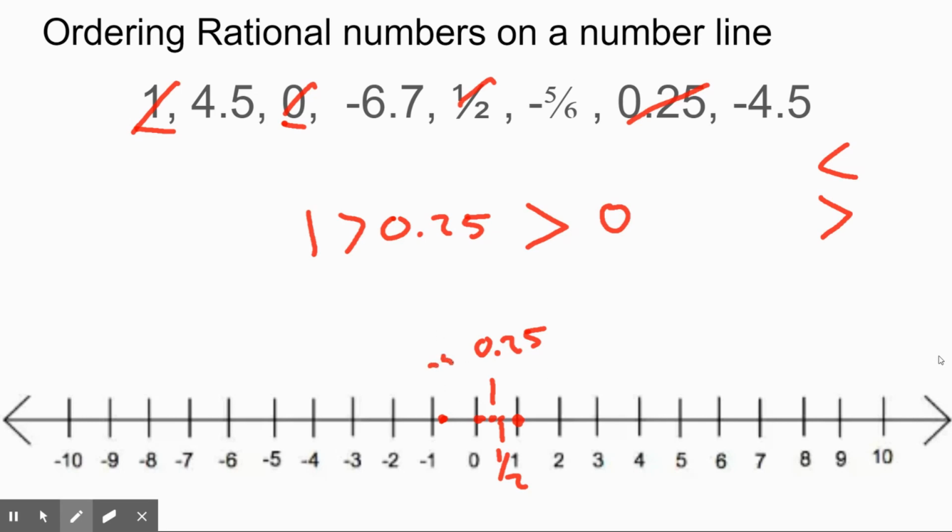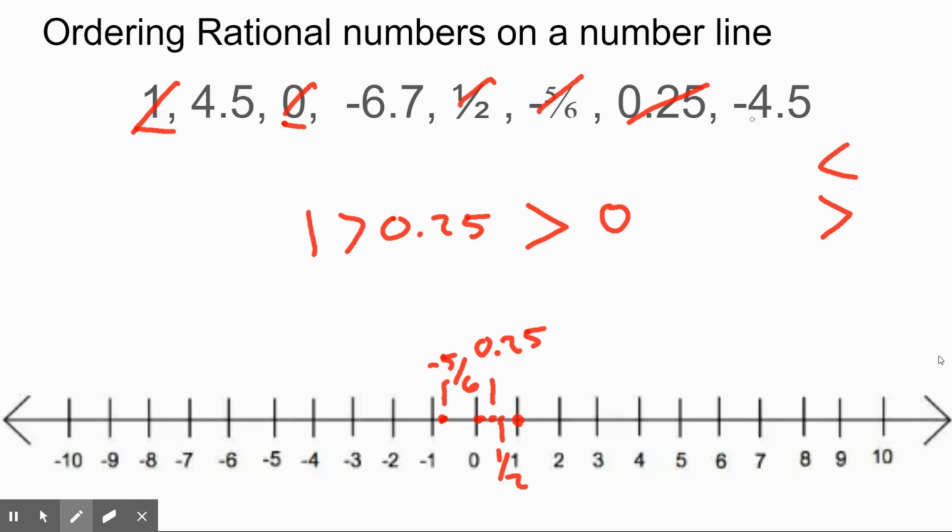So we can put negative 5/6 right here. And you'll notice I'm labeling all these points as we're going through them. That is super, super important to do because otherwise there's no way that you could say, oh yeah, this is 5/6. It's just something close-ish to -1.